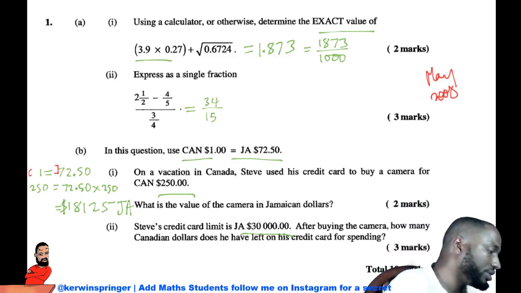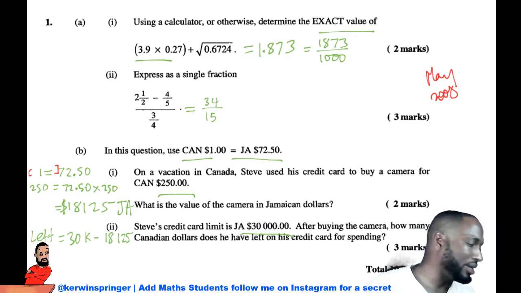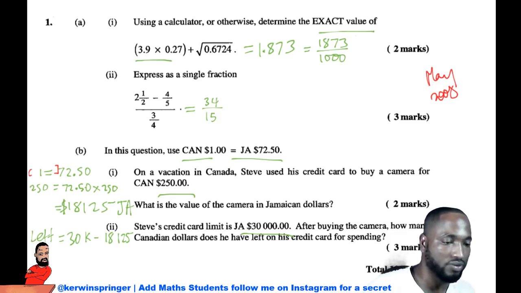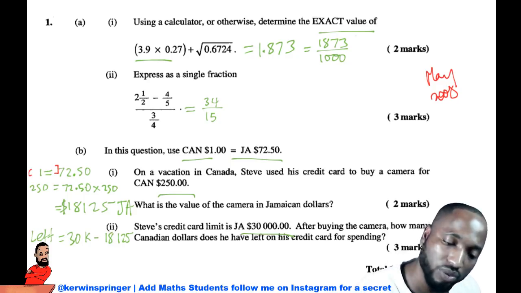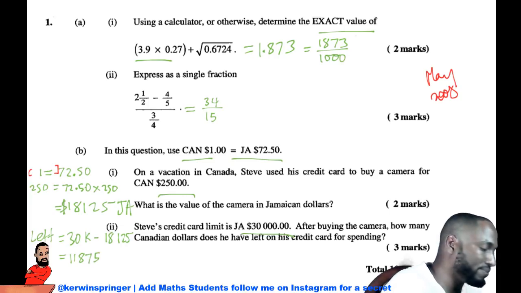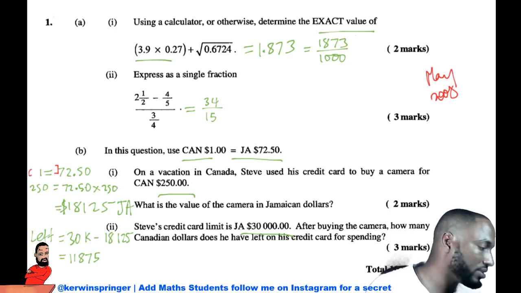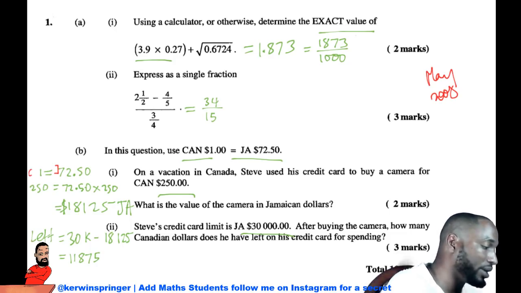Alright, so yeah, let's take it away. So, what's left? It's going to be the 30,000. 30K, take away that 18,125. And by 30K, I just mean 30,000, right? But everybody should know that because of Instagram and them kind of thing. Take away 18,125, so you get 11,875 Jamaican left. 11,875, right?